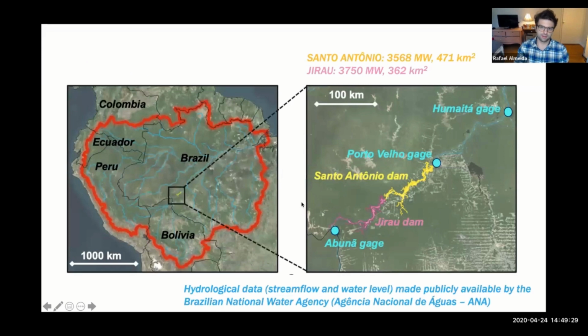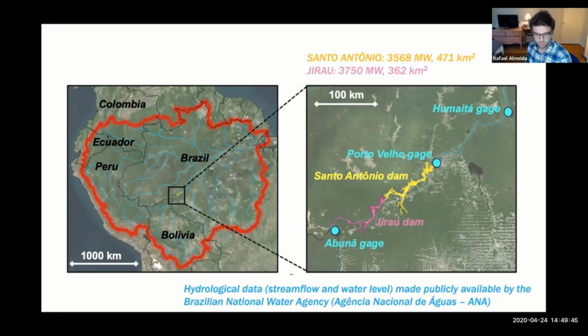Voltando agora para Santo Antônio e Jirau, elas estão localizadas na altura de Porto Velho, no estado de Rondônia, e ficam cerca de 1.000 quilômetros a montante da confluência do Rio Madeira com o Rio Amazonas.